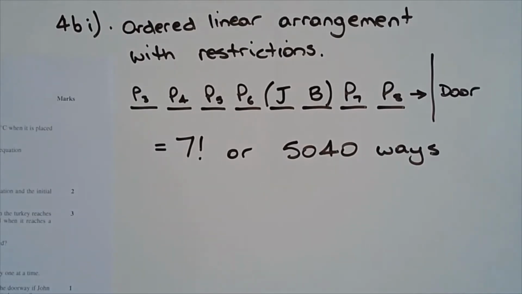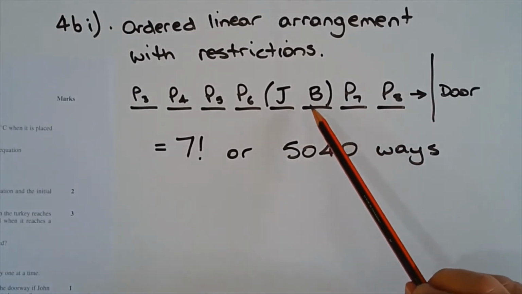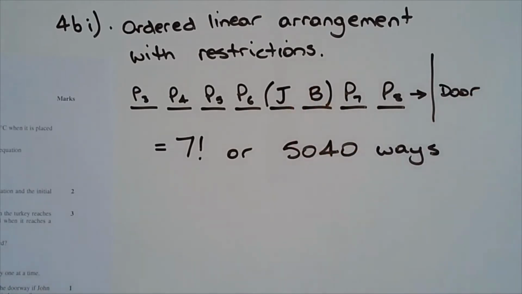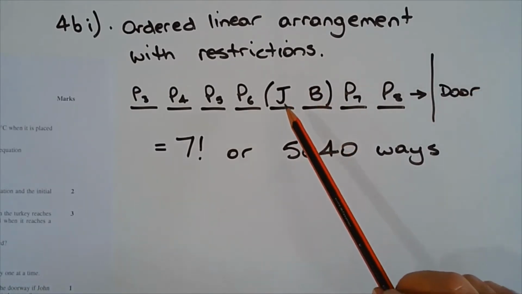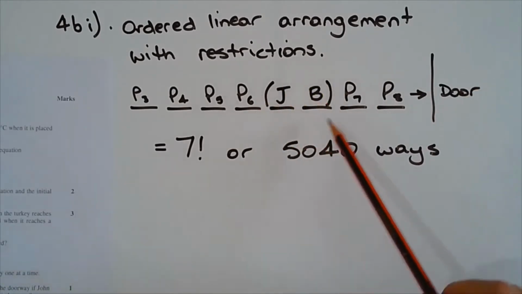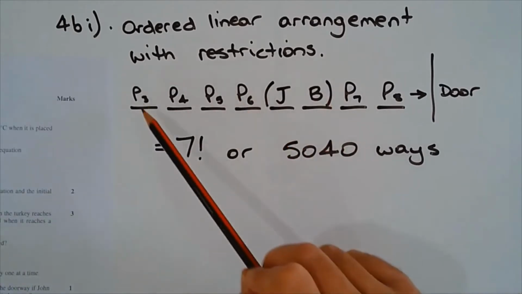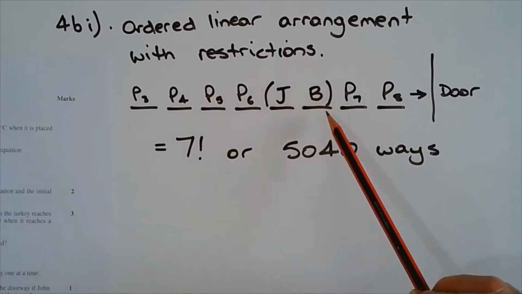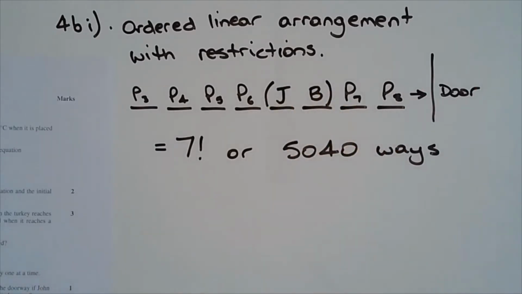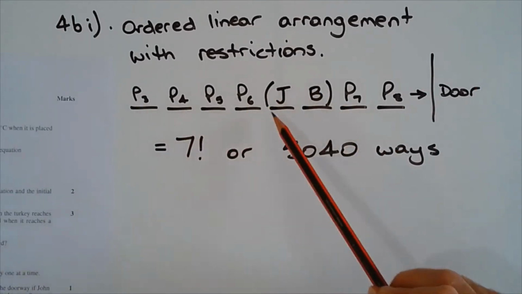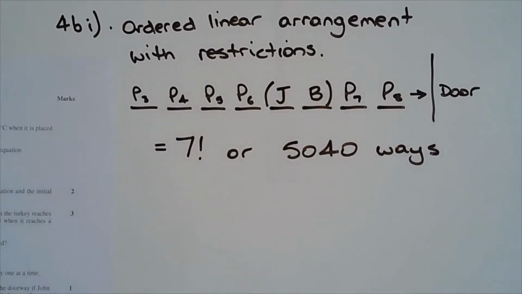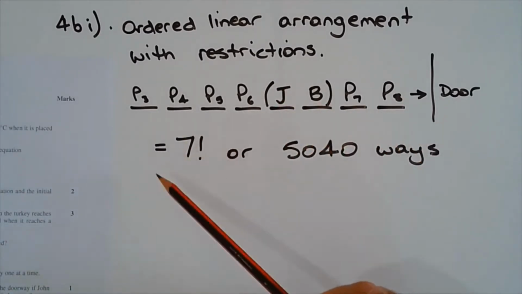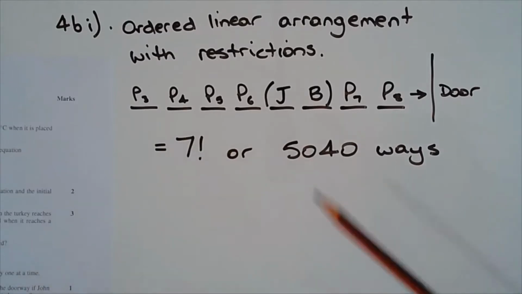Let's consider the restriction. The restriction here is that Barbara has to go through the door right before John, so with no one in between. So I'll group John and Barbara together, and they act as a single group. Then I'll arrange the remaining 6 people around John and Barbara. And John and Barbara have to be in this order, since Barbara has to go through the door first. So there's 1, 2, 3, 4, 5, 6, 7 entities. And that can be arranged 7 factorial ways or 5,040 ways.